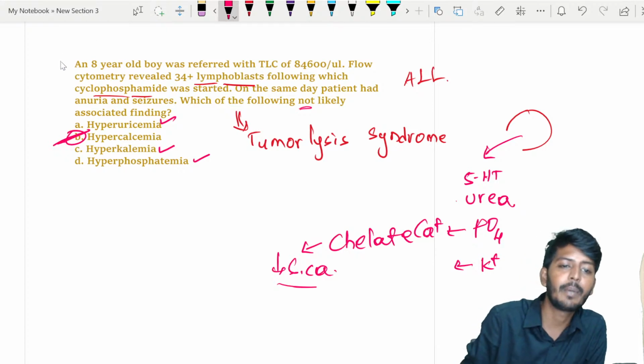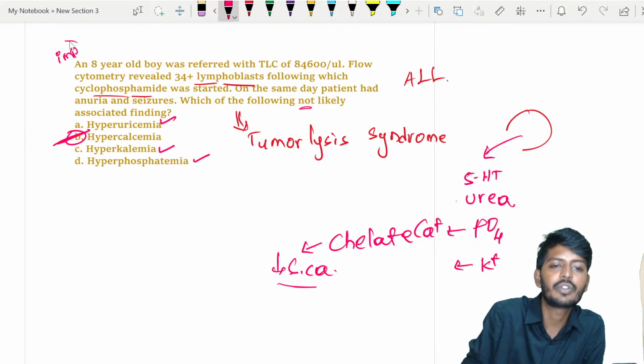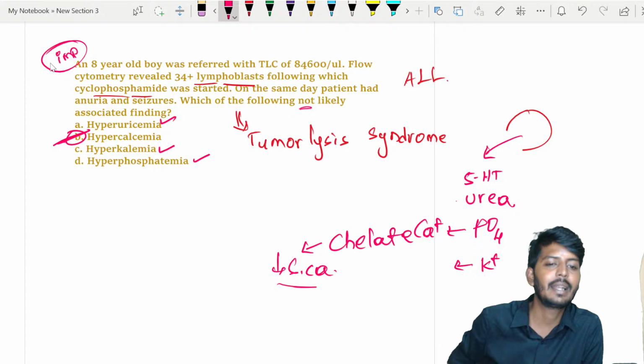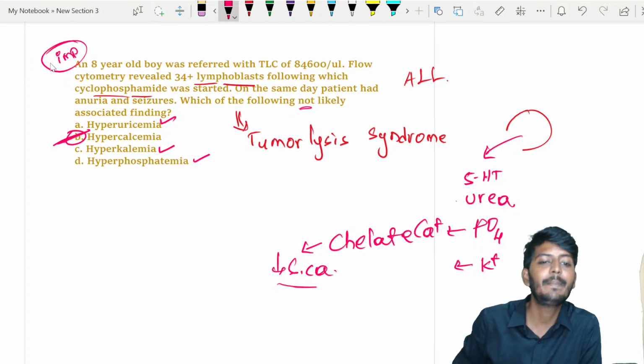This is a very important question, multiple times asked. Which is not seen? Hypercalcemia is not seen, hypocalcemia is seen in tumor lysis syndrome.